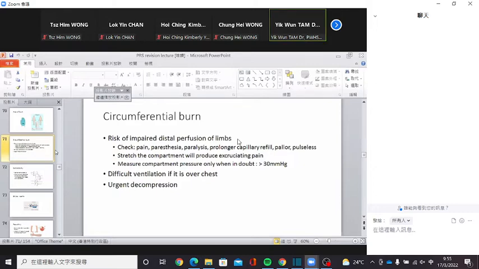If in any doubt, although the diagnosis of compartment syndrome is a clinical diagnosis, if you've got any doubt, you can always measure the compartment pressure with a Stryker needle or a manometry.